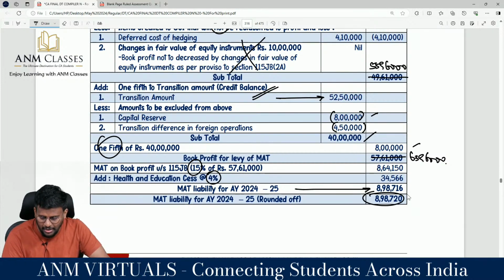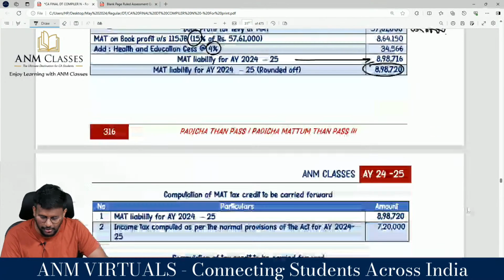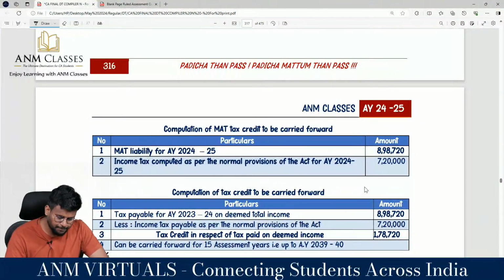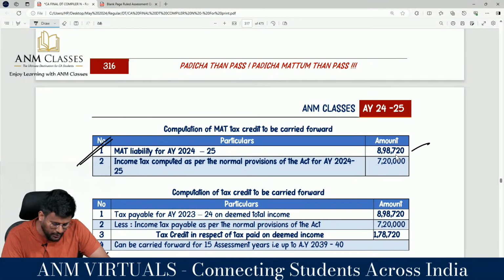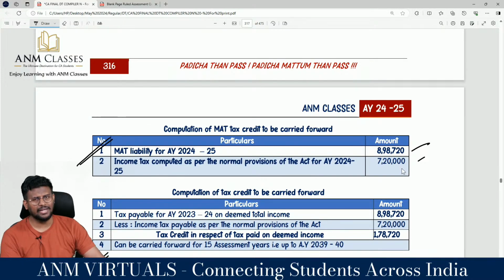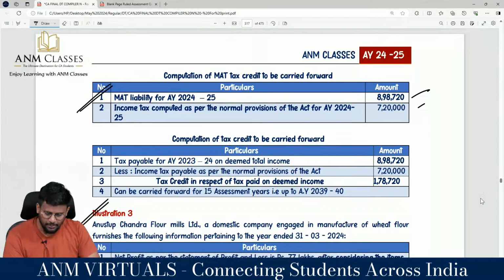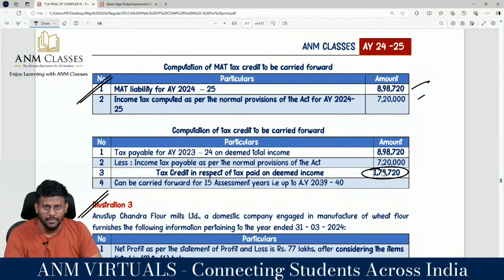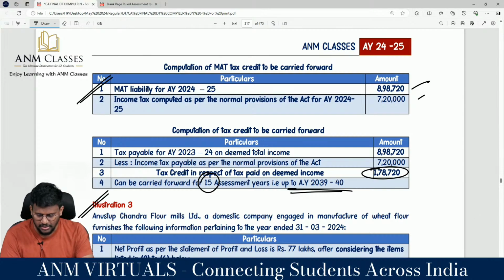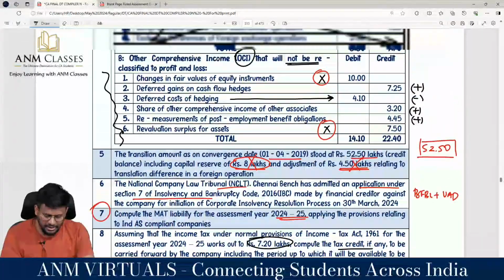If you round off, the MAT liability will be whatever mathematical figure you get. As per this question, the MAT liability calculated is 8,98,720, whereas the income tax computed as per the normal provisions, which they themselves gave in the question, is 7,20,000. We know that whichever is higher applies, so MAT liability is higher. So the difference between the tax payable as per MAT and the tax payable as per the normal route can be carried forward for 15 assessment years. That's what this question is, a very easy question.